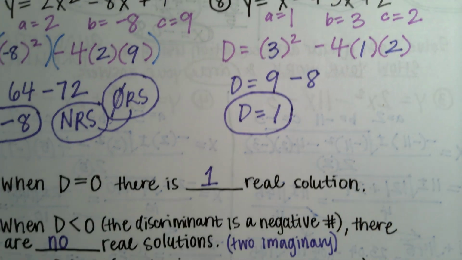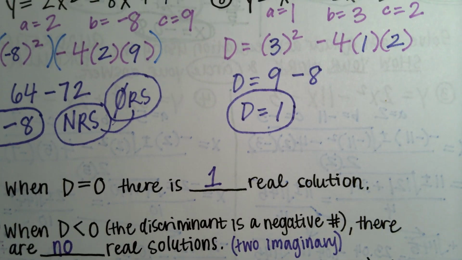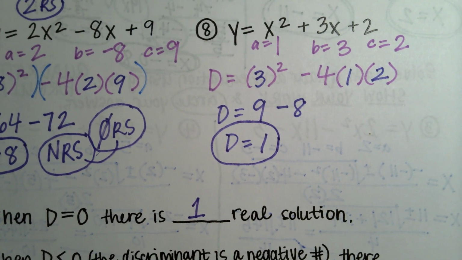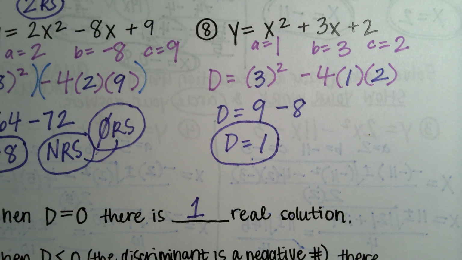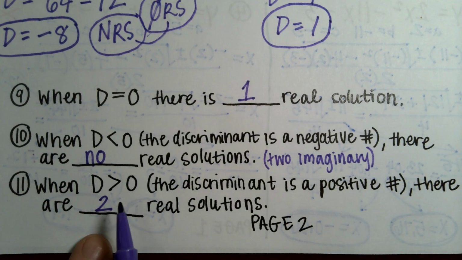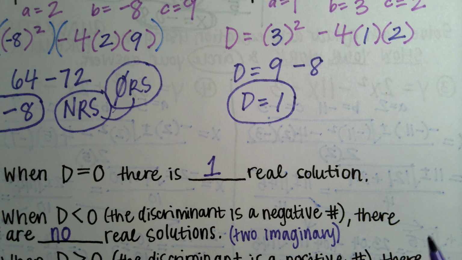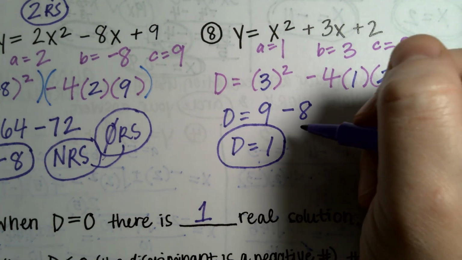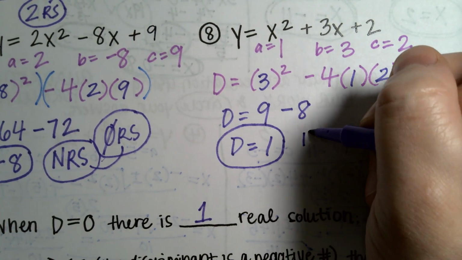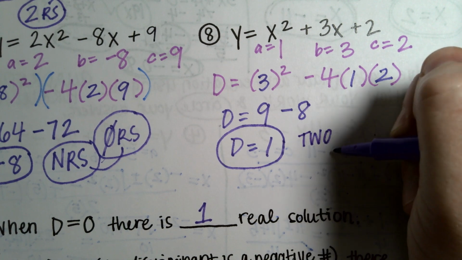No real solution. Let's see. 2 real solutions. Is it greater than 0, less than 0, equals 0? It is greater than 0. It's a positive number. 1 is a positive number, so that means there are how many? 2. 2 real solutions.